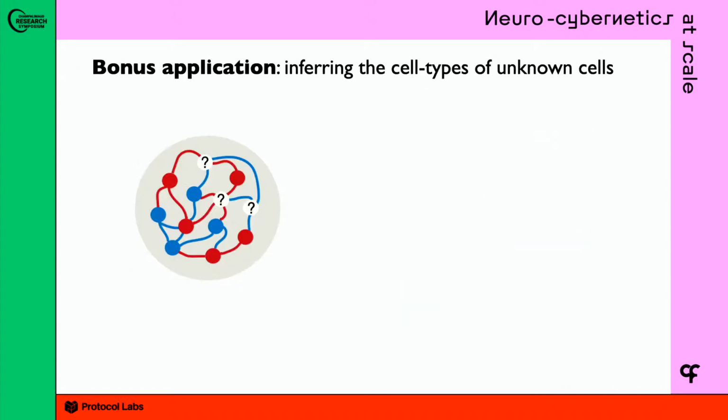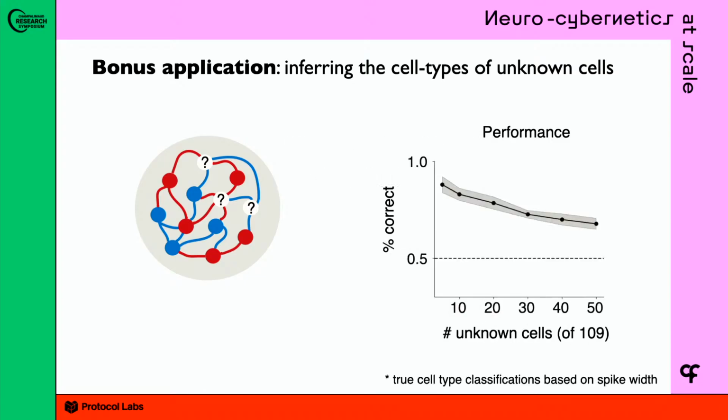Final point before I stop, I just want to mention one bonus application of the model, if we have a population where we don't know what all the cell types are. So you might imagine maybe you know some of the excitatory and inhibitory neurons, but you have some neurons where you don't know whether they're E or I. And so in a test experiment, we asked whether, when we withhold a fraction of the neurons, we can correctly identify their labels. And that's something that we can do well above chance. We're not at 100%, but somewhere around 80 to 90%, decreasing as we increase the fraction of held out cells. One major caveat is that this is when the true cell type classifications were based on spike width, so there's some chance that we could be wrong about some of the cell identities there. But it's something we're excited about pursuing further in other data sets.